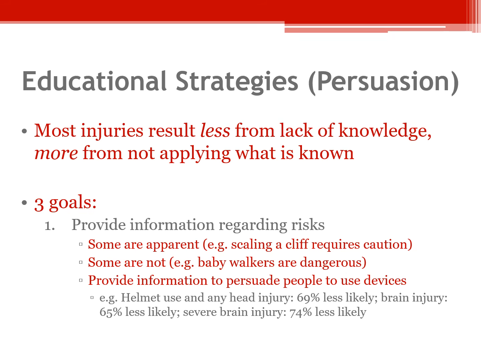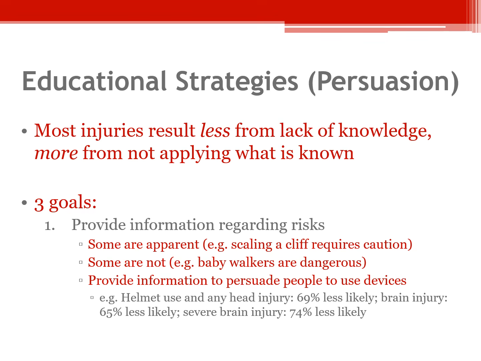So if we want to use educational persuasion strategies, there are several goals. The first one would be to provide information regarding the risks. Now, some of them are apparent. If you've been to many national parks, you've seen signs near cliff edges that say caution, do not attempt to climb, or if you're going to try free climbing, that there are significant risks and dangers involved. That's a very apparent risk. Nobody would be surprised by that.